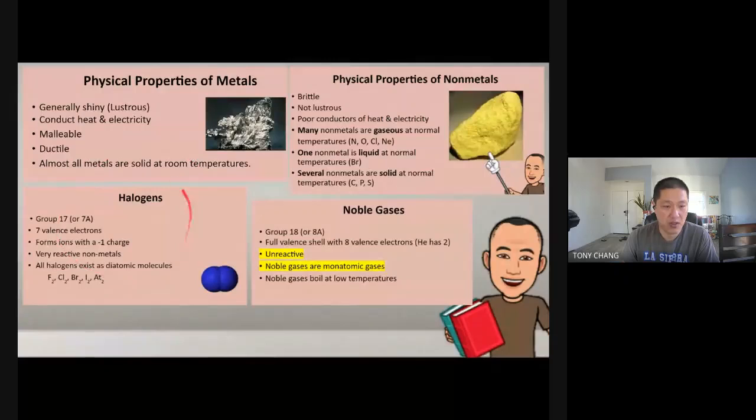Halogens. What do you know about halogens? They're right next to noble gases. They form diatomic molecules like F2, Cl2, Br2, and so on. And then we have noble gases. Noble gases are unreactive. They don't like to react because it has a full valence shell. And the noble gases are monatomic. It doesn't even like to react with itself. It just likes to be noble by itself. Okay?